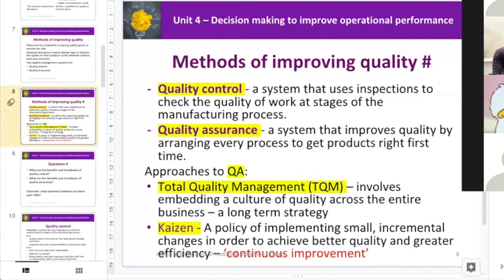Any examples for Kaizen? If you think about our school, last year we did not have PT sessions. We did not have a PT system, okay? But this year, they made a small change in your timetable. They added 15 minutes every day for PT sessions. It's a small change, but this actually improved the quality of delivering the messages from school to you guys.